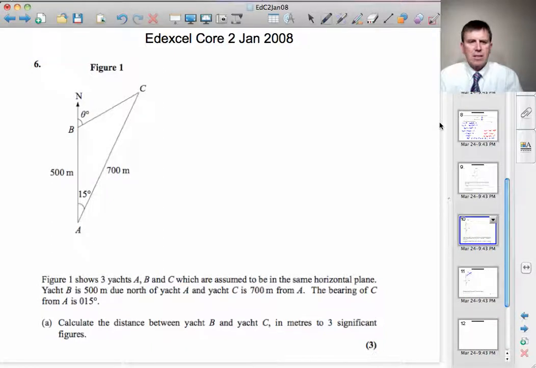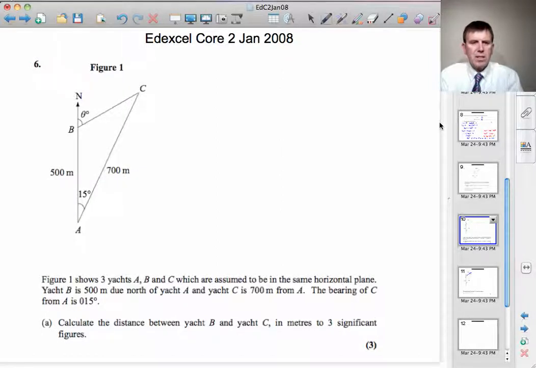Question 6. Figure 1 shows three yachts A, B and C which are assumed to be in the same horizontal plane. Yacht B is 500 meters due north of yacht A and yacht C is 700 meters from A. The bearing of C from A is 15 degrees. Calculate the distance between yacht B and yacht C in meters to three significant figures.